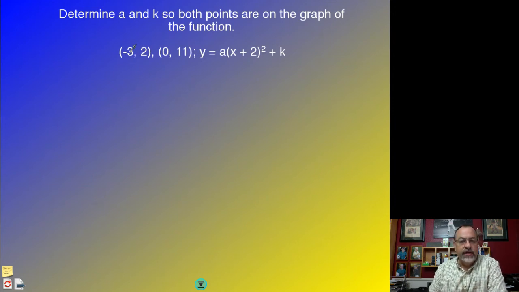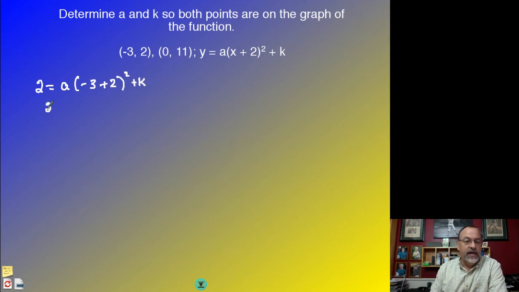So again, here's a point, an x and a y value, that if I substitute it into this expression, I'm going to get, let's see, a y value of 2 is equal to a, which I don't know, the x value here is negative 3 plus 2 squared plus k. Now if I simplify this as far as I can, negative 3 plus 2 is negative 1 squared is 1, so that's 1a plus k. Here's an equation, 2 variables. I can't solve it. However, if I have another equation, I create a system which I can then use substitution or elimination to figure out the values of a and k.